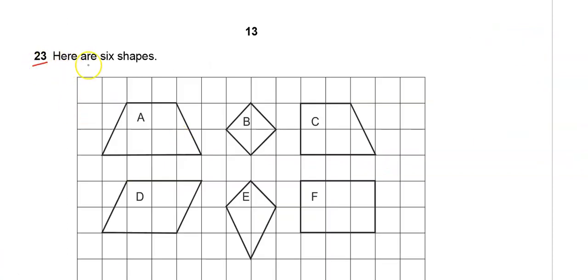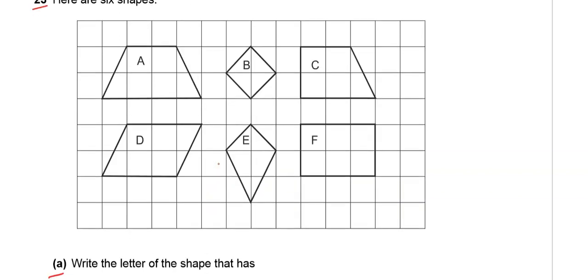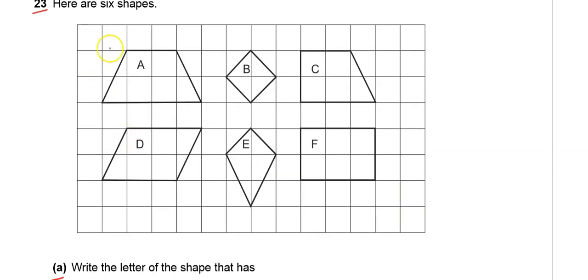Question 23. Here are 6 shapes: A, B, C, D, E, F. Part A. Write the letter of the shape that has one pair of parallel sides. A has one pair of parallel sides. This side is parallel to this side. You can put it this way. These two sides are parallel. These sides are not parallel. So A is a candidate. C likewise is a candidate that has one pair.